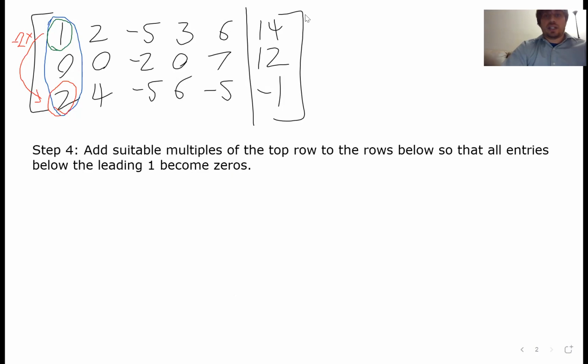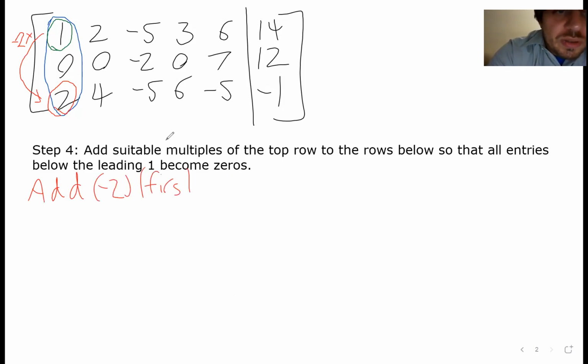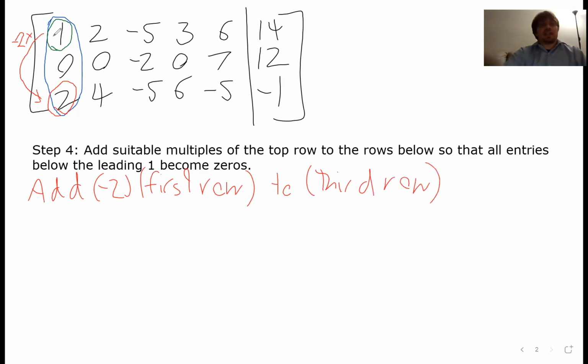Okay, so now this is for this particular problem. It's not a step. The steps are the steps in the general procedure. What I'm writing here is just for this particular problem, explaining it for this problem. I'm adding -2 times the first row to the third row.